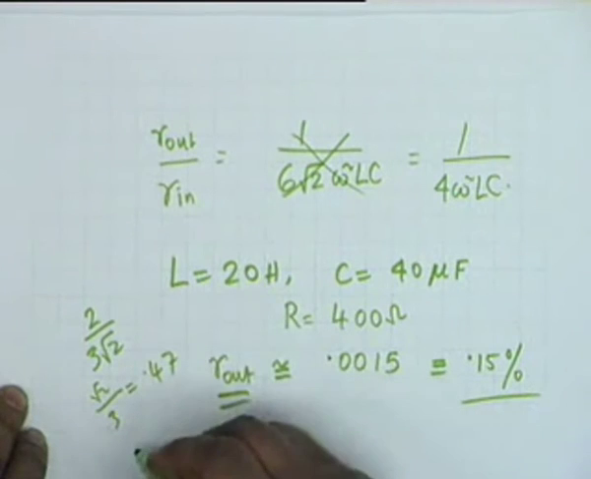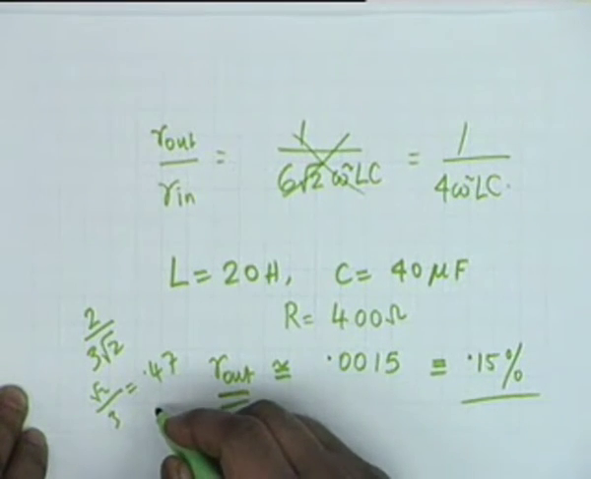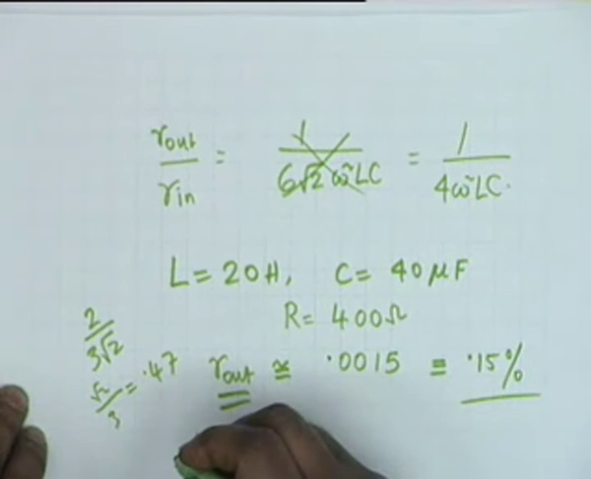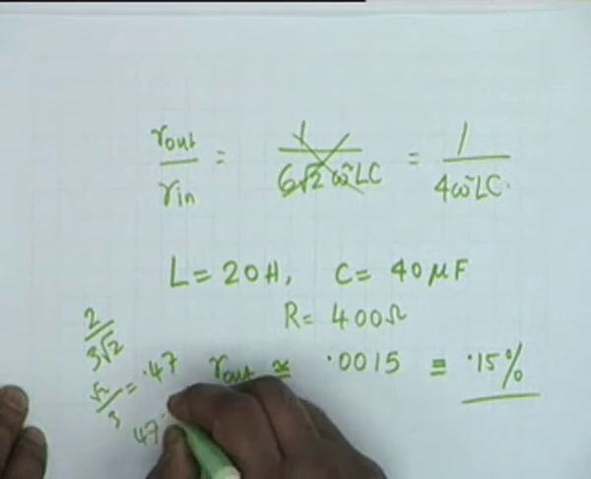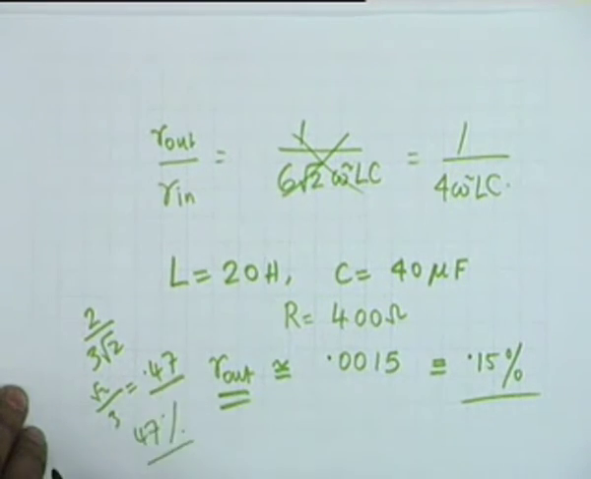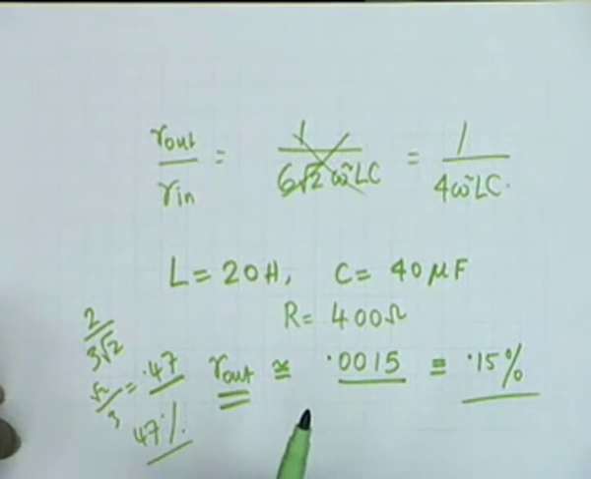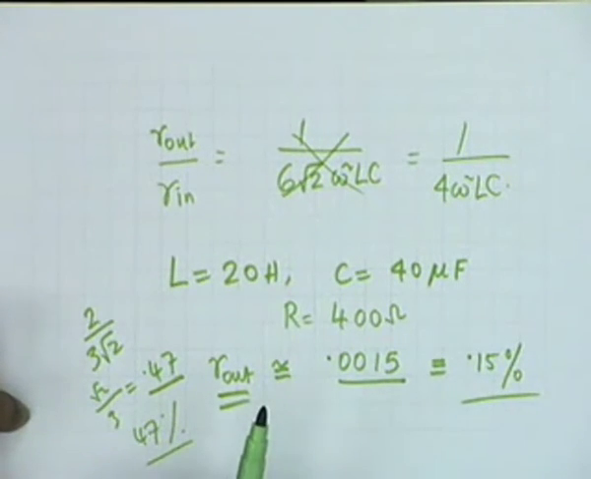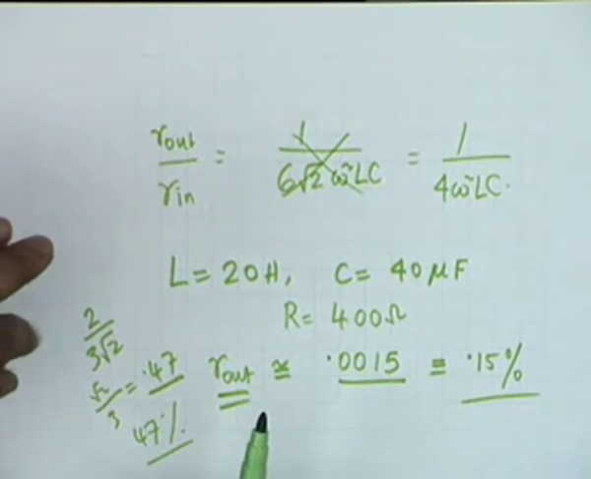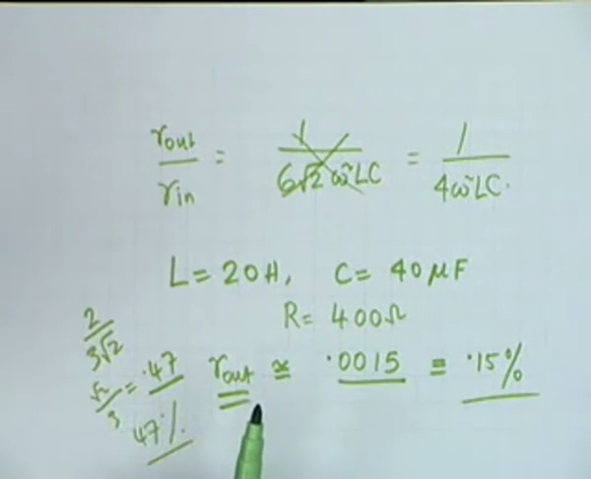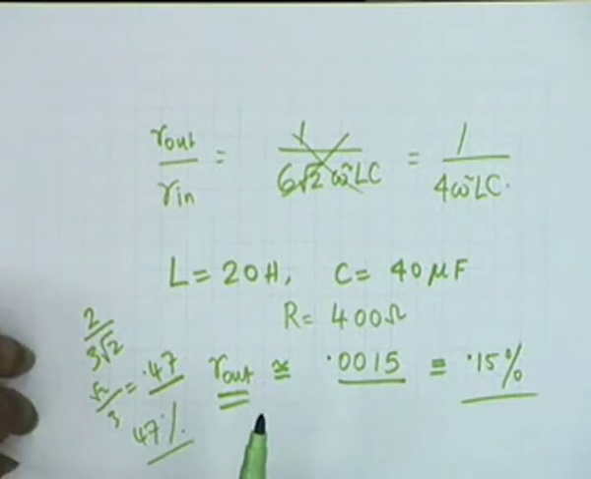0.47, which means 47%. Is that right? The input ripple factor is 0.47, the output is 0.0015, and you can see the order of reduction that has been obtained. Alright, and therefore whenever you use a rectifier, you always use a filter to reduce the ripple to a quantity which is negligible, to reduce the AC component, and thereby you get pure DC.